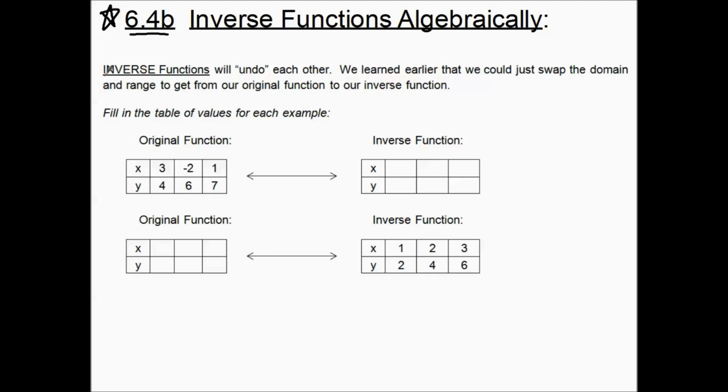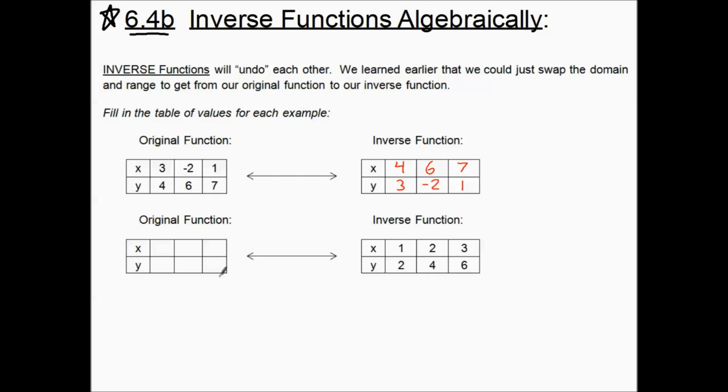So let's remind ourselves a little bit about inverse functions. Inverse functions will undo each other. We learned earlier this year that we could just swap the domain and the range to get from our original function to our inverse function. For example, if we have a quick little table of values, just three ordered pairs of an original function, to get the inverse function, all we need to do is swap the x's and the y's. So the 3 and the 4 will change places. So it'll be 4 and 3. And the -2 and the 6 will change places, 6 and -2. And the 1 and the 7 will trade places, 7 and 1. That's the simplest way to find an inverse. Just swap the x's and the y's.